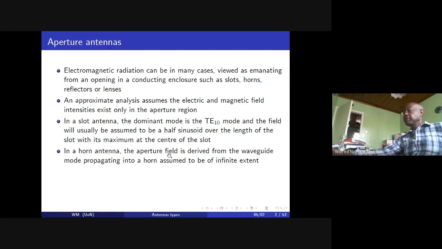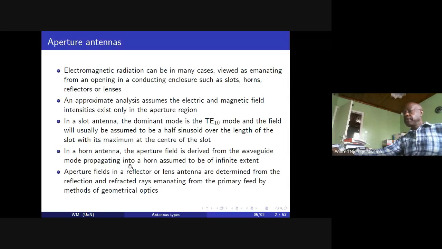The aperture field is derived from the waveguide mode that would be propagating into a horn that has been assumed to be of infinite extent. That is, it tapers out from the neck of the horn all the way to infinity. And therefore, at some given length, of course, it will be matched to free space, and therefore the efficiency of radiation will be maximum at that particular time.